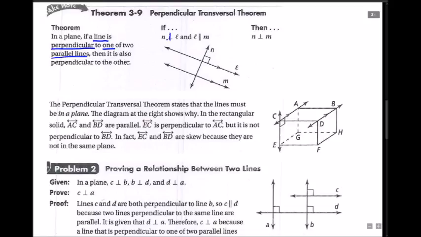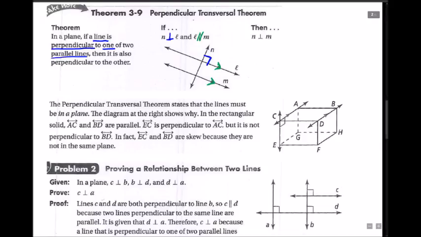We know that line N is perpendicular to line L. Okay, and we know that L and M are parallel. Actually, let's do that in green. That's one of our givens here. We know that those lines are parallel, right? Line L is parallel to line M. Then what can we say about this? What do you see here? Take a look at this.